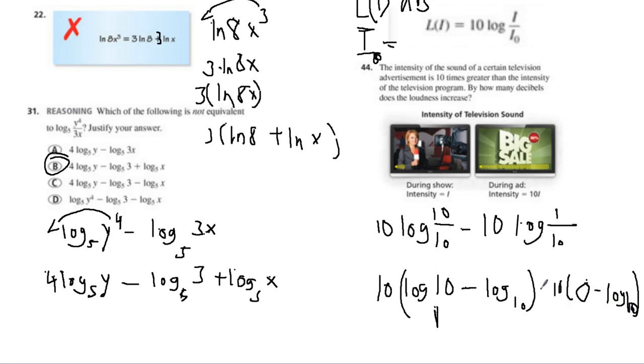So we will have 10 times 1 minus 0. You will have 10 times 1 as your final answer, and then 10 will be the amount of decibels that loudness increases. So 10 times the intensity ups the loudness by 10 decibels.